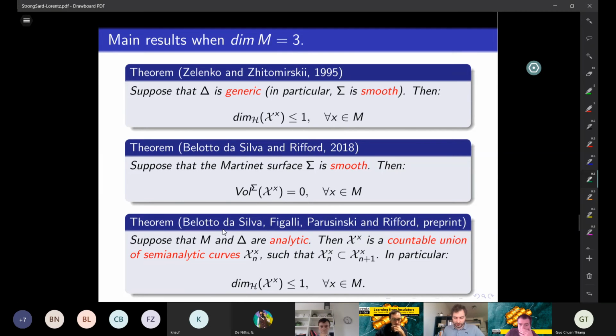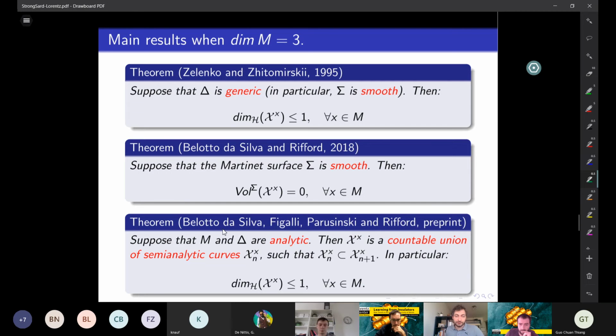And finally, the last result that I want to talk about, or at least give an idea of the techniques in 2 minutes, is with Figalli, Parusinski, Rifford. In that case, if we assume that everything is analytic, so M and delta are analytic, then we can prove something much more. We can prove that the critical values are a countable union of semi-analytic curves. And in particular, the dimension of the set is smaller or equal to 1. So under this hypothesis of analyticity, we don't need to be generic anymore. Then we get the strong Sard conjecture.